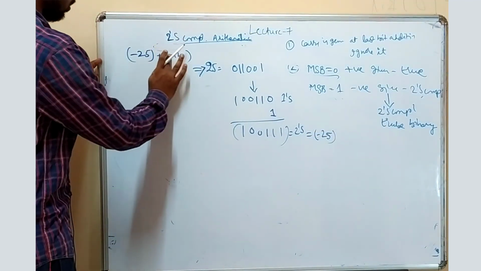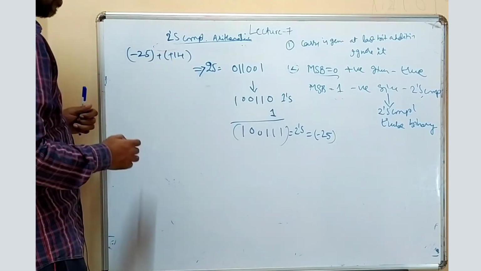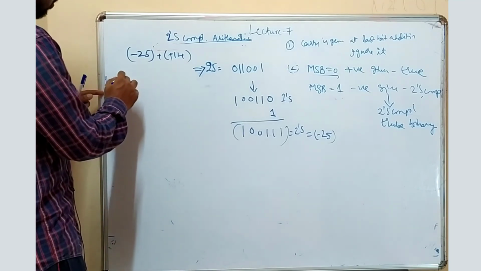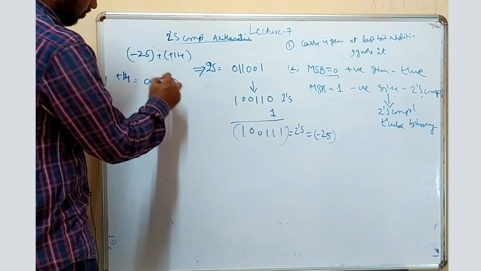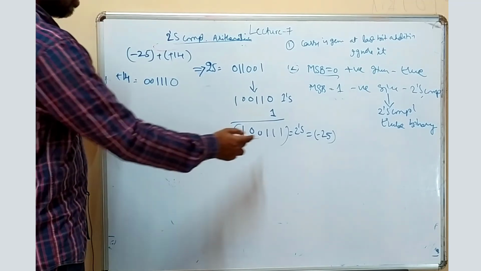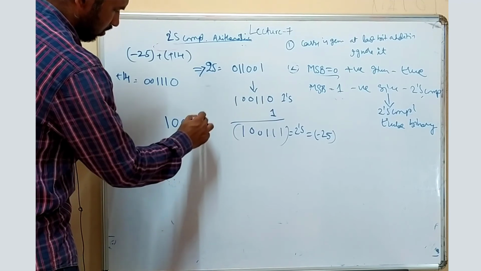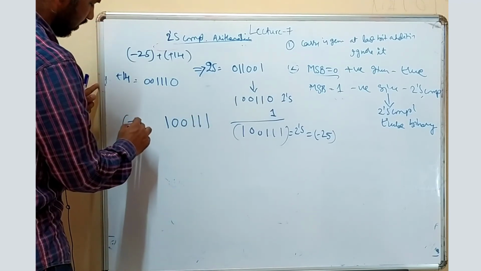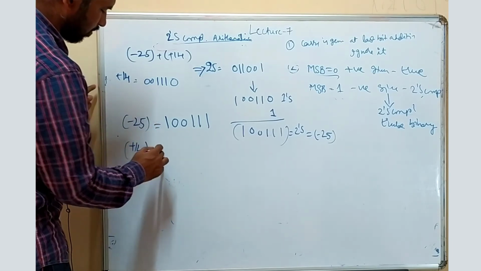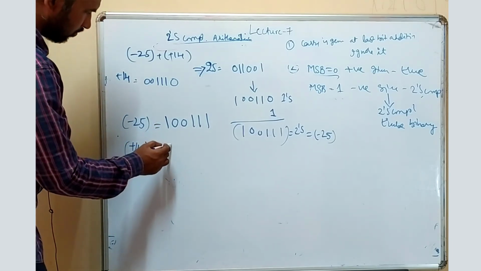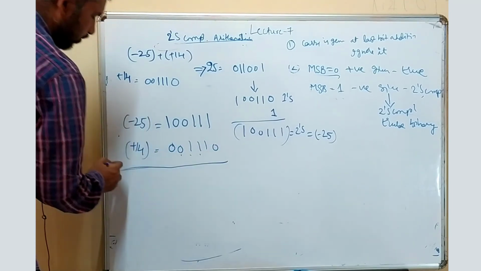Now, sorry, this is plus 14. I'm sorry, it's plus 14 only. I will take the plus 14. Plus 14 will be 0, 0, 1, 1, 1, 0. Since we need the same number of bits, we are taking the same number of bits. Now we will try to add 1, 0, 0, 1, 1, 1, which is equivalent to minus 25, and the plus 14, 0, 0, 1, 1, 1, 0. I will try to add these two numbers.